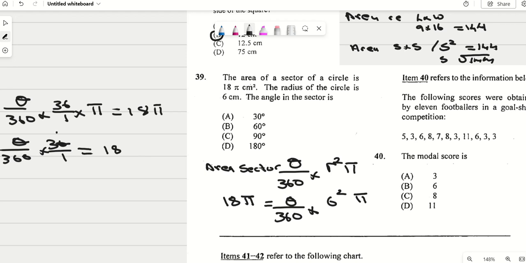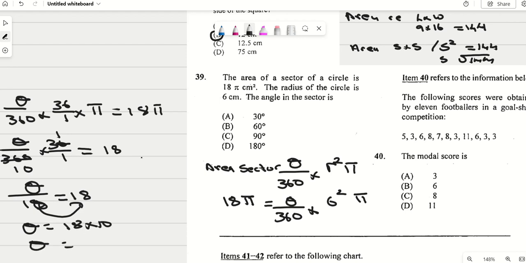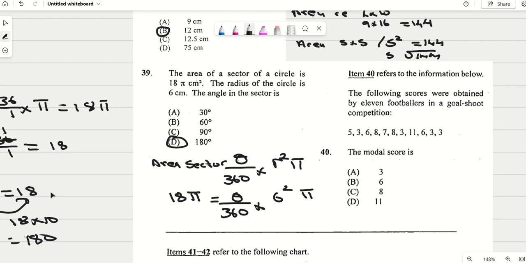Now, 36 into 36, 1, 36 into 360 is 10. So theta over 10 is equals to 18, right? What would be theta? If we carry across this 10, theta is equals to 10 by 18, which is 180. So theta is equals to 18 multiplied by 10. So theta is equals to 180. So my answer would be D. And that's how you would do this question.